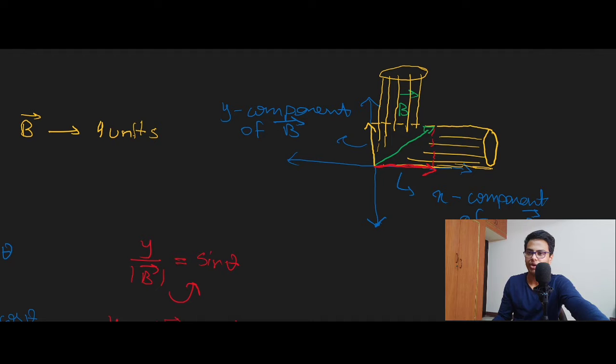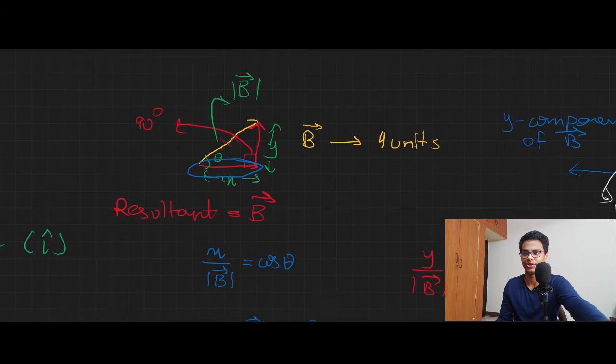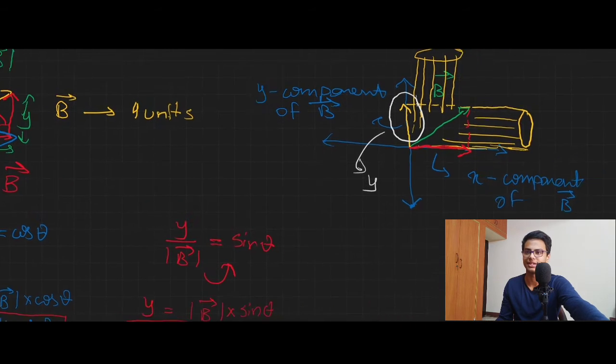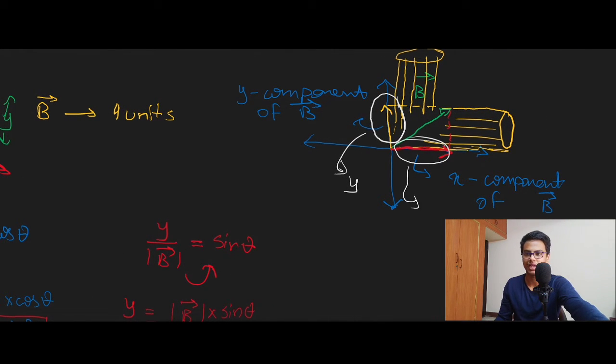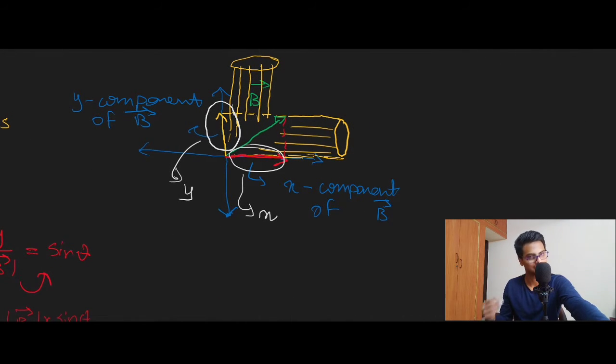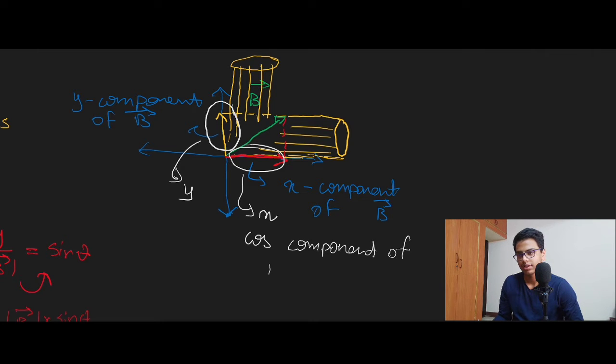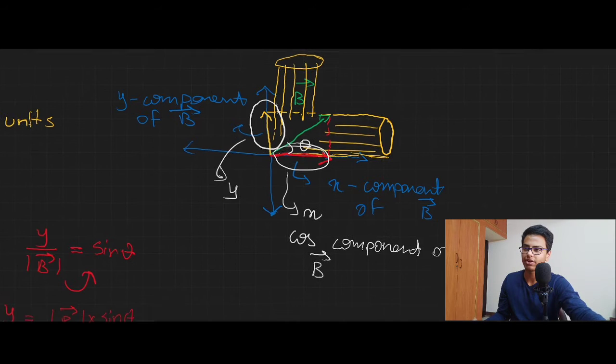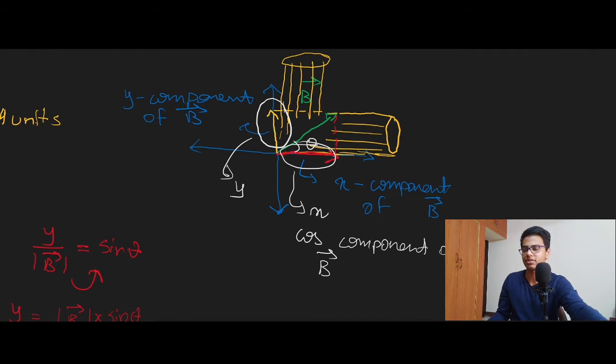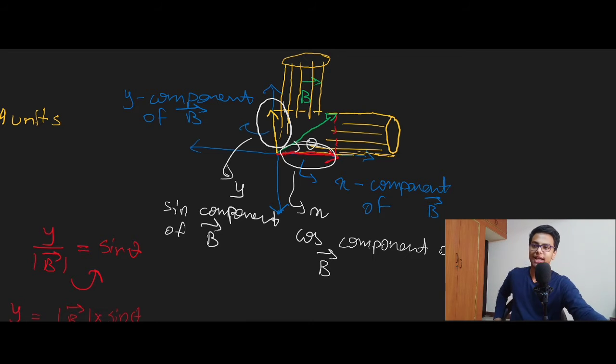Okay. So what we have over here is your Y, which we derived as mod B sine theta. And what we have over here is your X, which we derived as mod B cos theta. So this is also known as the cos component of B vector, assuming that this angle over here is theta. This X is known as your cos component of B vector. This Y over here is known as your sine component of B vector. That is how you break it.